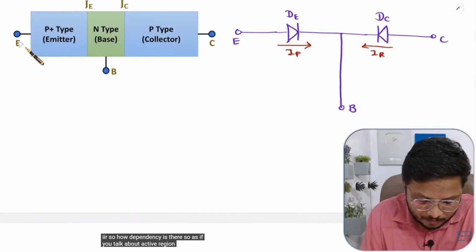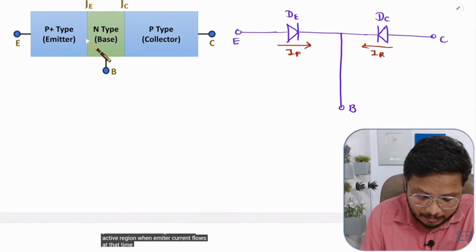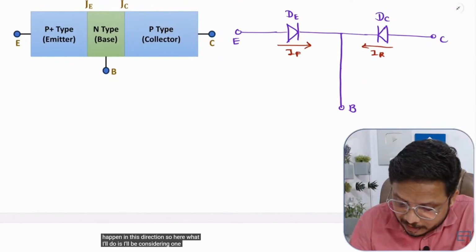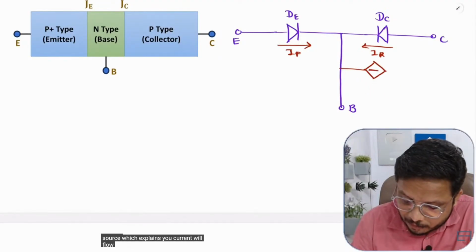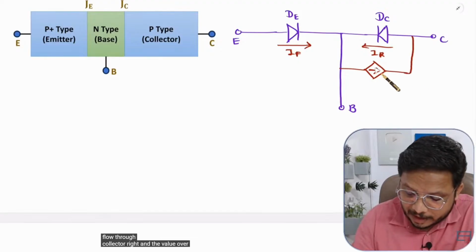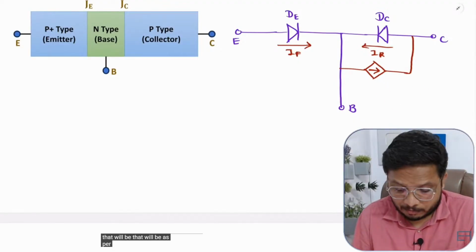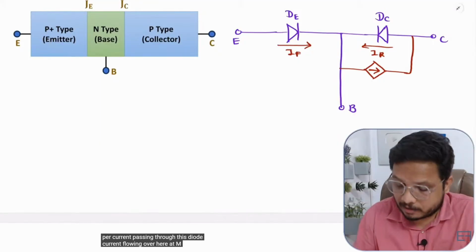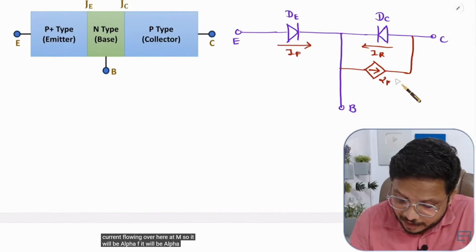If you talk about the active region, then in the active region, when emitter current flows, at that time current will also be flowing through the collector, and it will happen in this direction. So here I'll consider one current source, which explains that current will flow through the collector. And the value over here will be as per the current passing through this diode, the current flowing at the emitter. So it will be alpha F, IF.